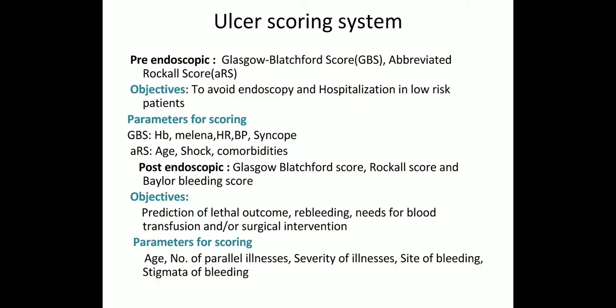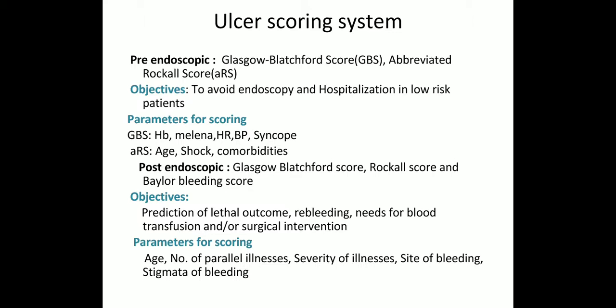And those people who are not undergoing the endoscopy, in them you can go with the pre-endoscopic scoring. There are pre-endoscopic scoring as well as post-endoscopic scoring systems available, and they are used by the physicians. There are some 10 types of scoring systems for the diagnosis of the PUD, depending on which the physician can proceed to the treatment. The pre-endoscopic scores include GBS, that is the Glasgow Blatchford score, as well as the abbreviated Rockall score system. The main objective of this is to avoid the endoscopy and hospitalization in the low risk patients.